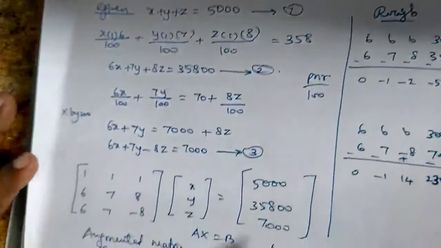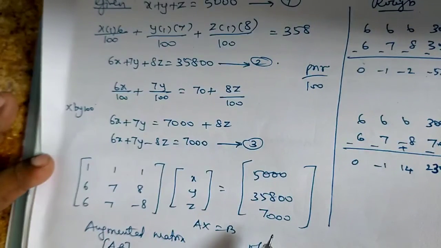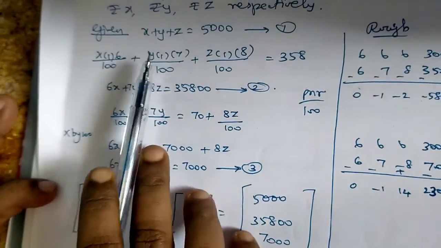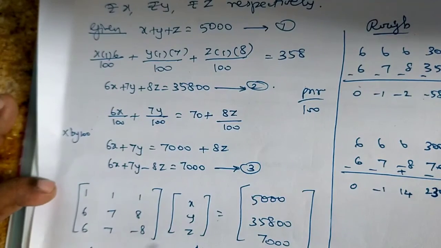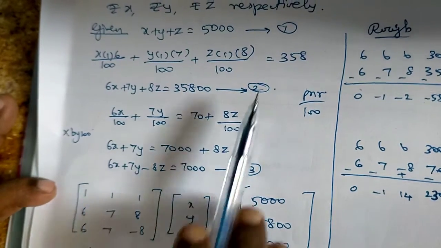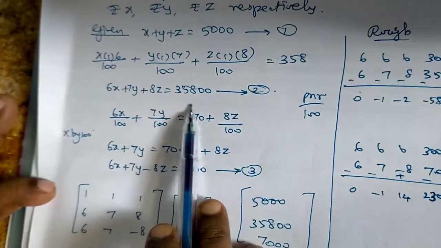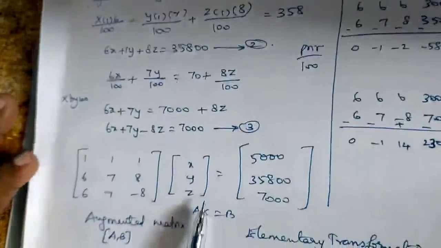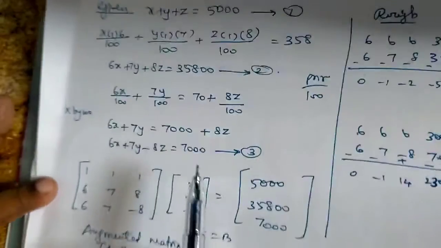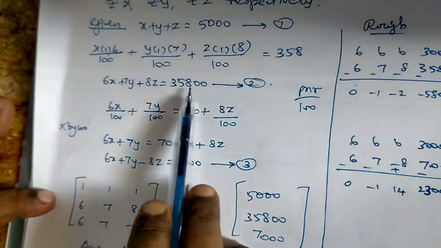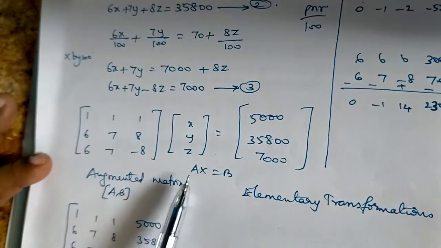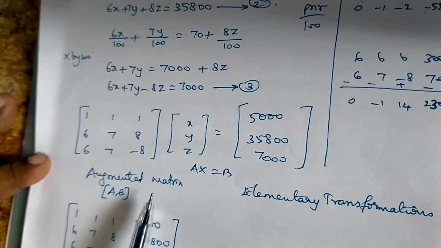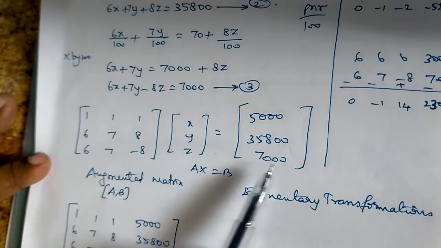Okay, and as usual you are going to write it in matrix form. From the equations, coefficients 1 1 1, 6 7 8, 6 7 minus 8. Okay, variables x, y, z and the right hand sides 5,000, 35,800, last one 7,000. Write this right hand side carefully children, because whatever you bring after adjustment should be written as the right hand side. Okay, Ax equal to b is the matrix form. Augmented matrix can be taken, that is joining this A and B.